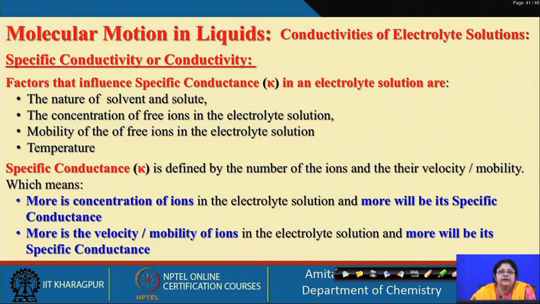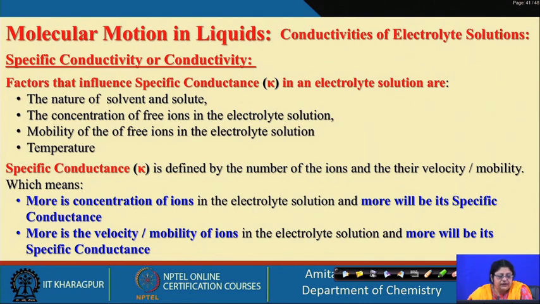Now, specific conductivity: what are the parameters or factors on which specific conductivity depends? Specific conductivity depends on the nature of solvent or solute, the concentration of free ions in the electrolyte, mobility of the free ions in the electrolyte, and temperature.